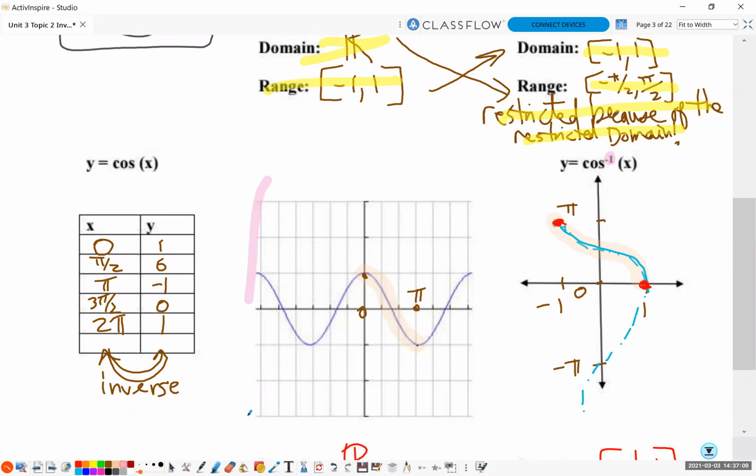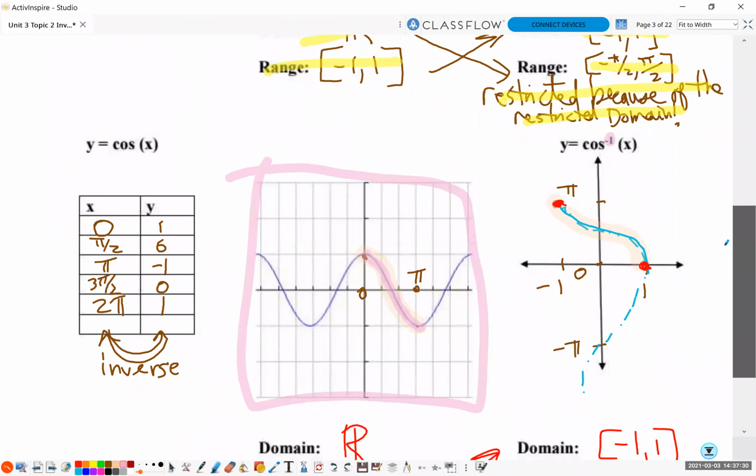This graph is the entire cosine curve, but I want it to be 1-to-1. So once again, I'm picking only a part that passes the vertical and horizontal line test. I'm going to go from 0 to pi. So only that is the inverse of our cosine function.